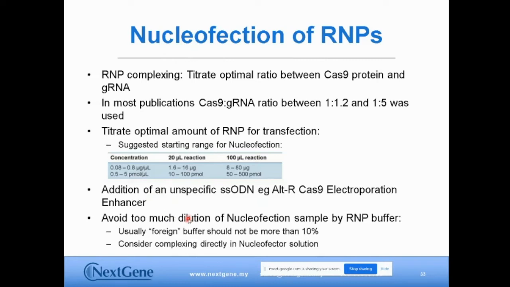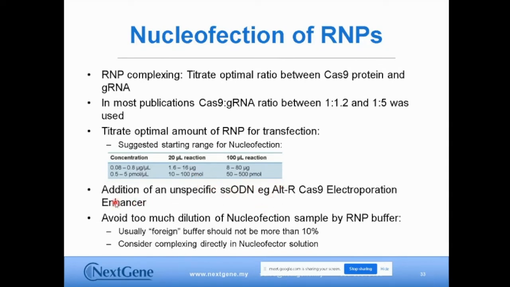Another thing when we're performing the RNP experiment is, whenever we're using ssODN, the single-stranded oligodeoxynucleotide, for the purpose of targeted modification, maybe we can consider using an enhancer. There is a commercially available product called the Alt-R Cas9 electroporation enhancer, which has been shown to give a better HDR effect when we are using the ssODN.